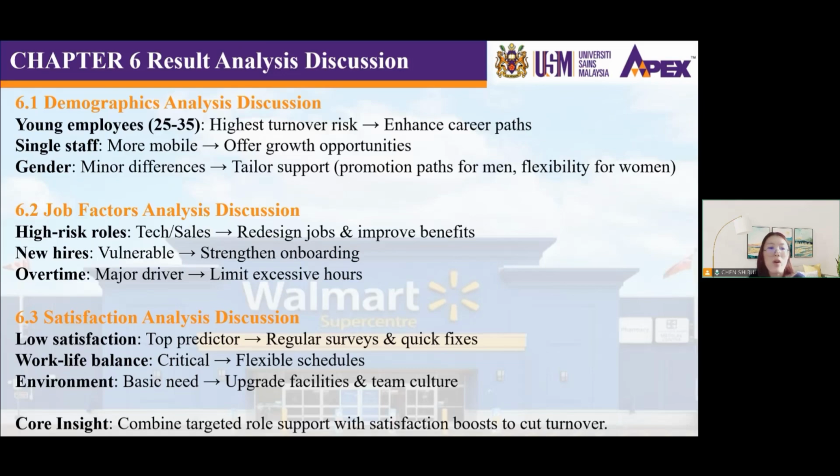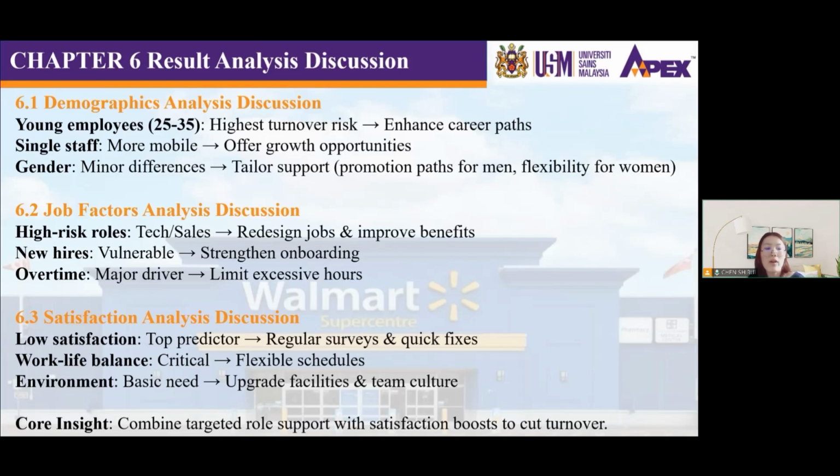And the second point is the job factors analysis discussion. For high-risk roles, we should redesign jobs and improve benefits. And for new hires, we should strengthen onboarding. And for overtime, we should limit excessive hours.